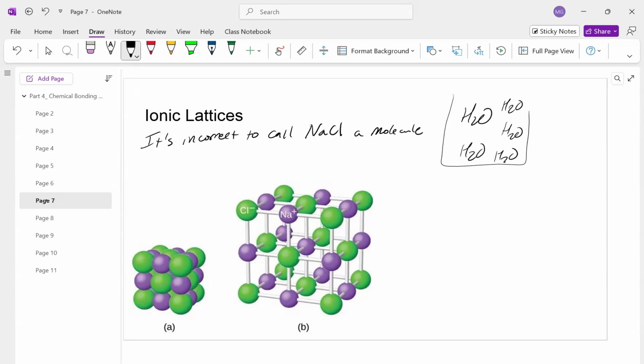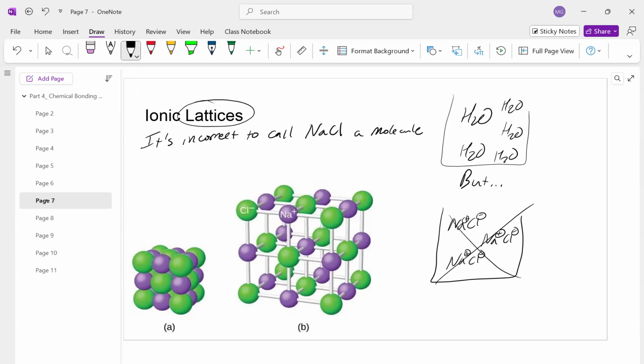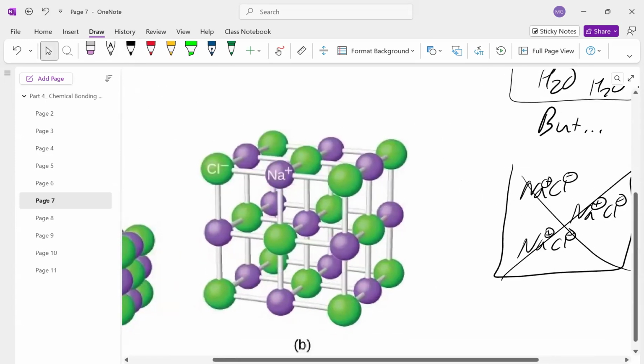But we can't say the same thing about sodium chloride. We don't have one thing of sodium chloride floating around individually from a second one, from a third one, and so on. That's not how ionic compounds associate with each other. In fact, ionic compounds form what are known as lattices, or ionic lattices, where a single ion is bonded to many other ones. So let's take this expanded lattice here of sodium chloride.